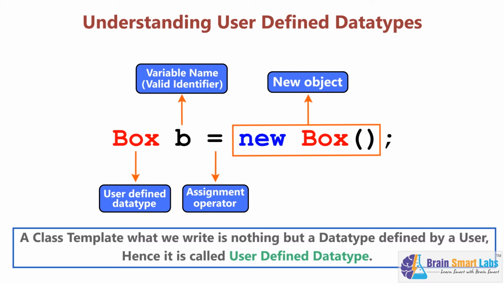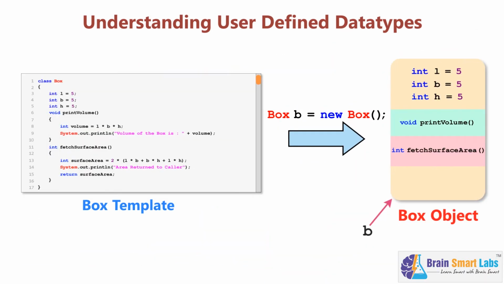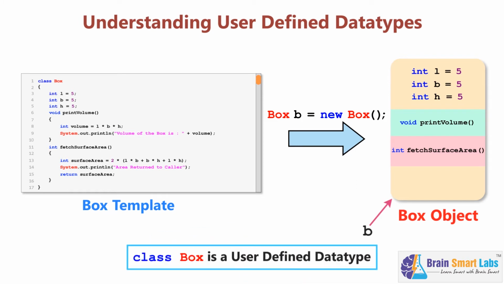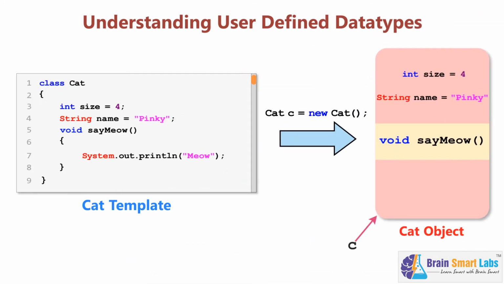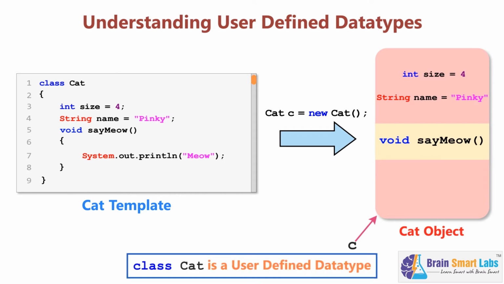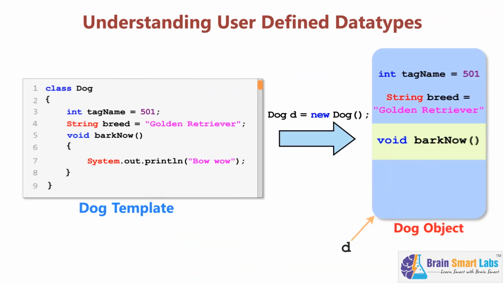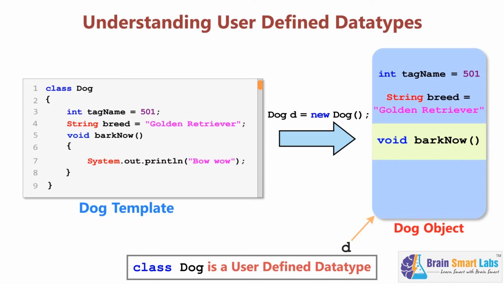In simple words, consider a Box template existing in your source code. You write the code Box b = new Box which creates a new Box object during runtime. Now as the code for class Box is written by a user which will be later used by us to create multiple Box objects, class Box can be called a user defined data type. Likewise, if you can create Cat objects using a Cat template, class Cat can be called a user defined data type. Similarly, if you can create Dog objects using a Dog template, class Dog can be called a user defined data type.